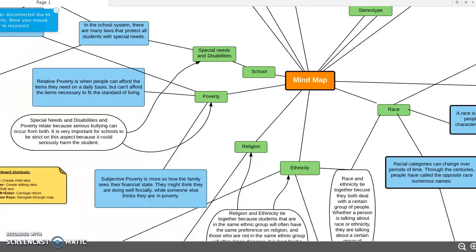Next is Module 7, which is students with special needs and disabilities. Special needs students and students with disabilities make up a large portion of the classroom today. As a teacher, I will make sure inclusion is a constant routine in my classroom. Special needs and poverty relate because students who are affected by this are both affected by bullying and oftentimes feel excluded from the rest of the class.